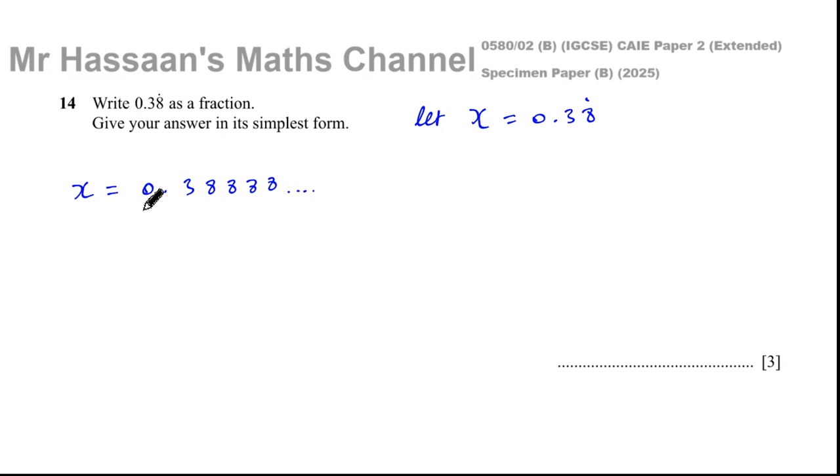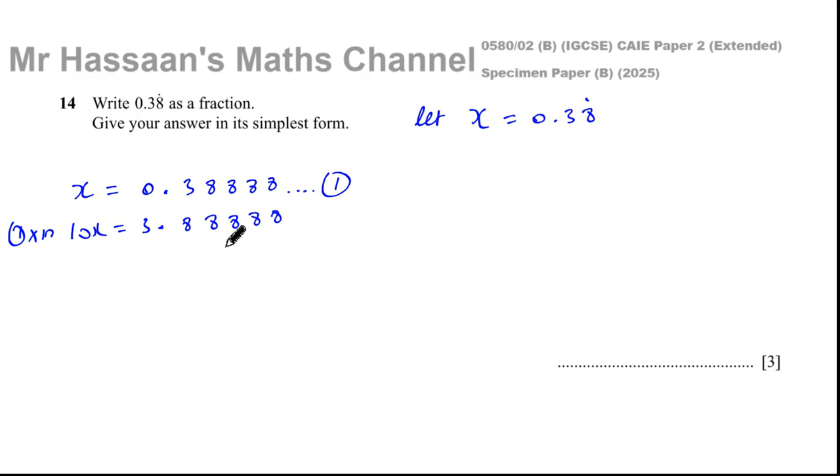Now, I need to have two different equations in different numbers of x, which would start with basically 0.8888 like that. So the first thing I can do is multiply this equation by 10. If I take this equation and I multiply it by 10, I'm going to get 10x is equal to 3.88888, and that will give me something which has just the pattern after the decimal point.